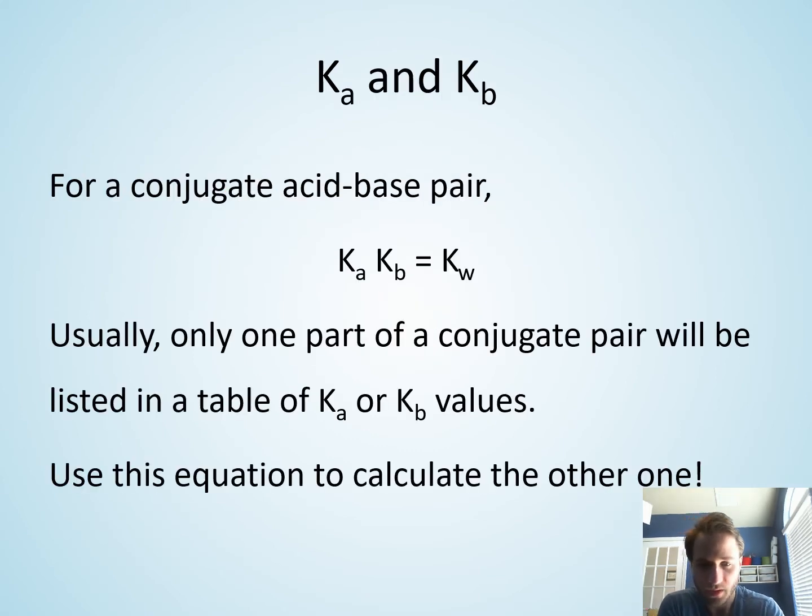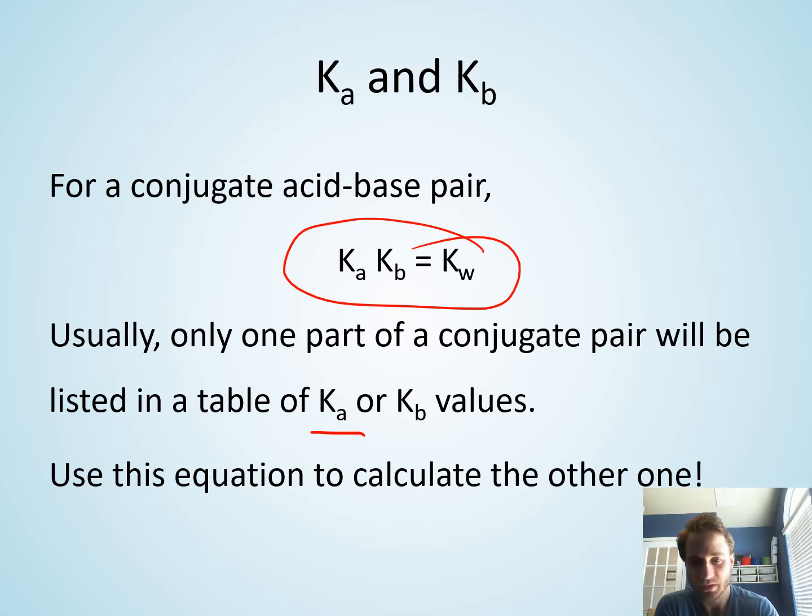Now, one final thing to note about weak bases, especially those that are conjugate bases of an acid, is that the product of Ka and Kb for a conjugate acid-base pair is equal to Kw. Often we'll only be given Ka or Kb, and we have to use this relationship between them to get the other.